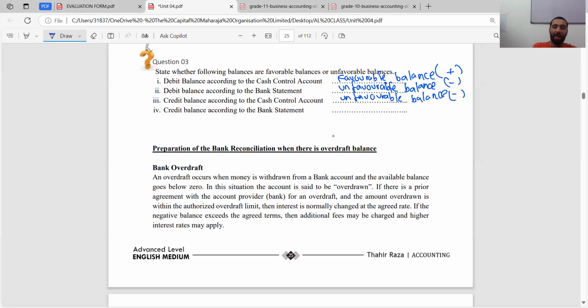Credit balance according to the bank statement is a favorable balance. Right? Please make sure you take this down. Then we can move on to the next one.